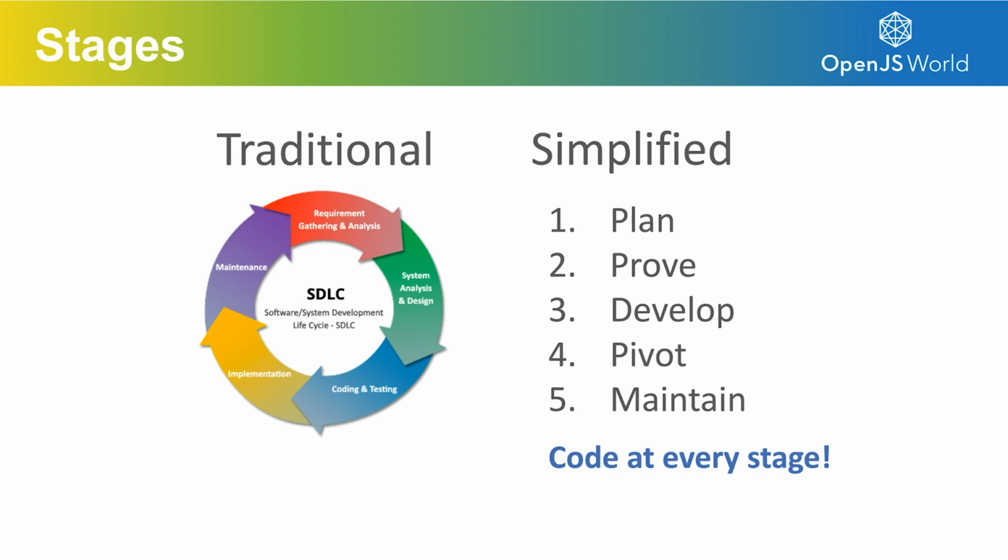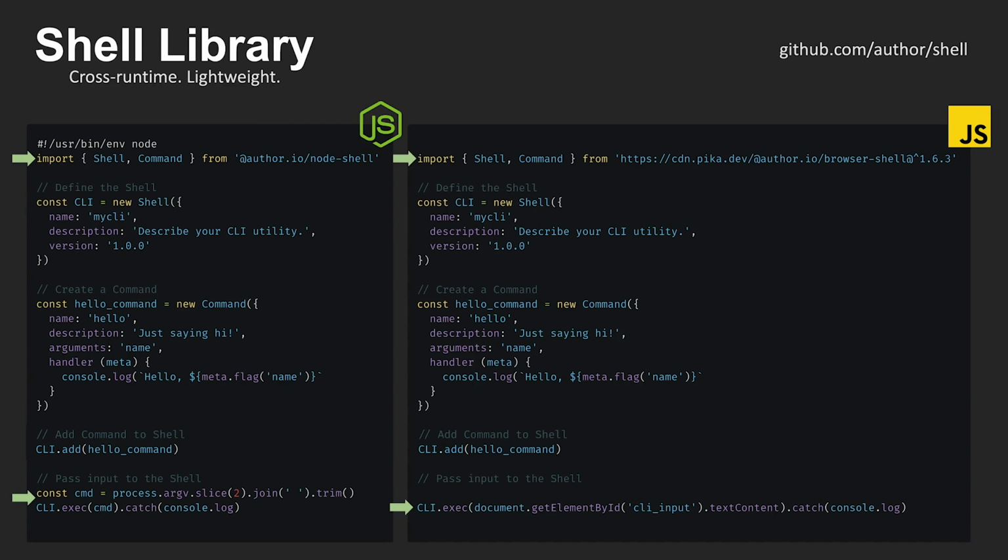I'll show you how to do this, but first, let's review the tools we're going to use. I'll be demonstrating the strategy with the Author Shell library. It's a lightweight shell framework for creating CLI experiences in any modern JavaScript runtime. On the left, we have Node.js, and the right shows the browser code. You can see the functional code is the same for both runtimes. It only differs in the import source and how user input is collected and passed to the shell.